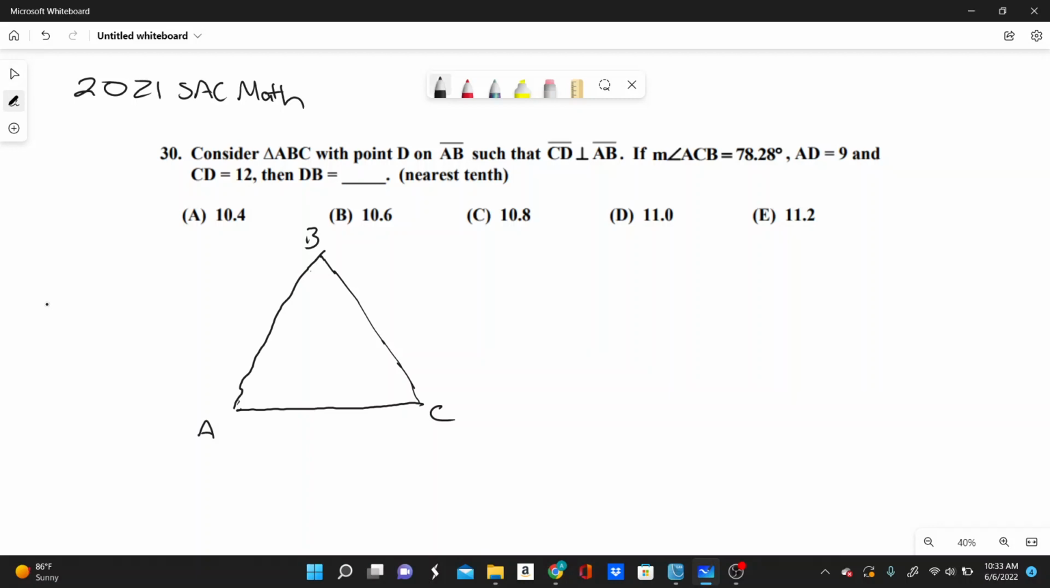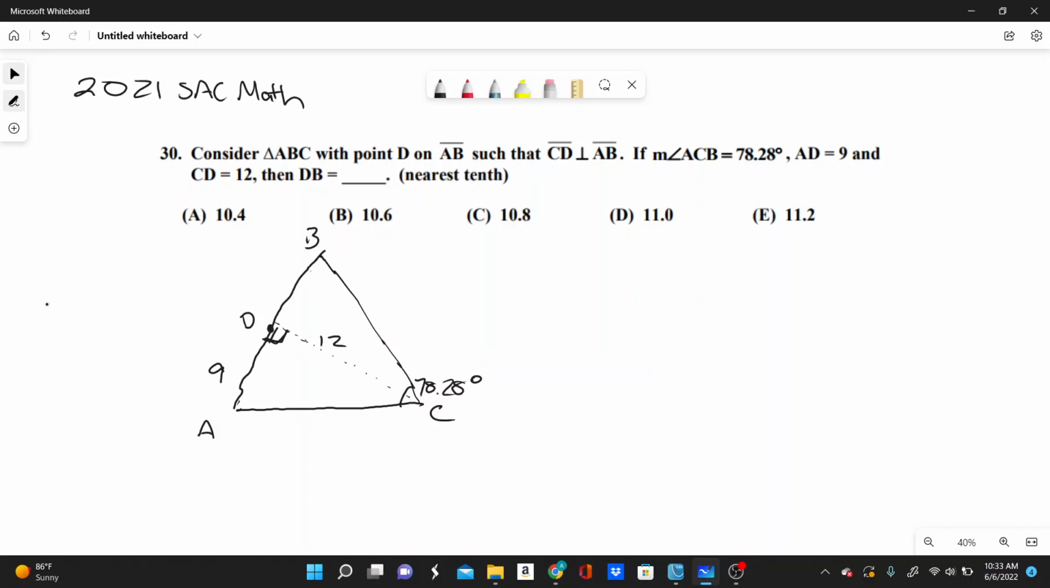So, we know ACB is 78.28 degrees. And then it says there's point D on AB such that CD is perpendicular to AB. So, we've got point D right here, and this is perpendicular. So we just need to find, oh wait, we have other information. AD equals 9, and CD equals 12. So we need to find DB.